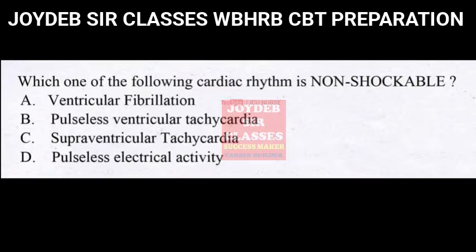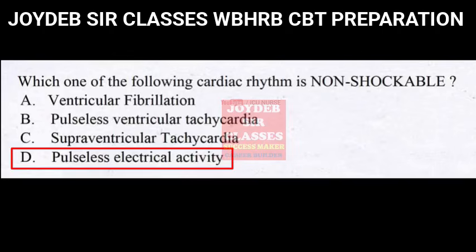Which one of the following cardiac rhythm is non-shockable? A. Ventricular fibrillation, B. Pulseless ventricular tachycardia, C. Supraventricular tachycardia, D. Pulseless electrical activity. And the correct answer is D. Pulseless electrical activity.